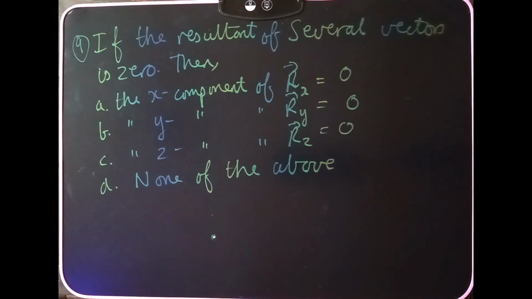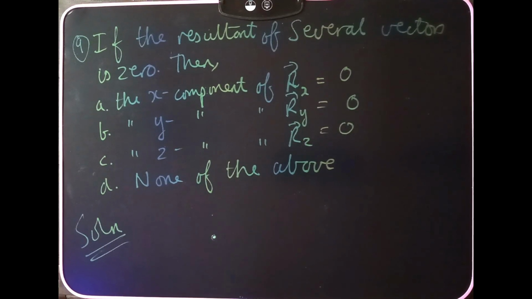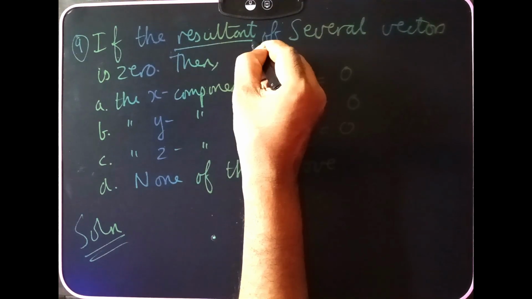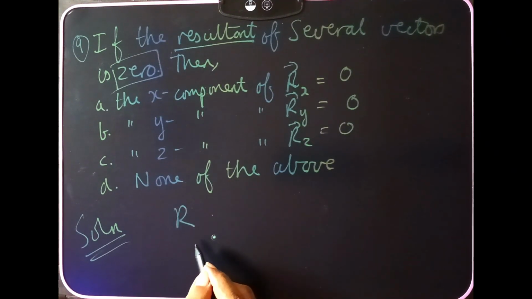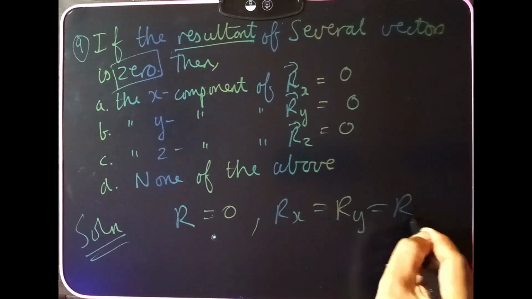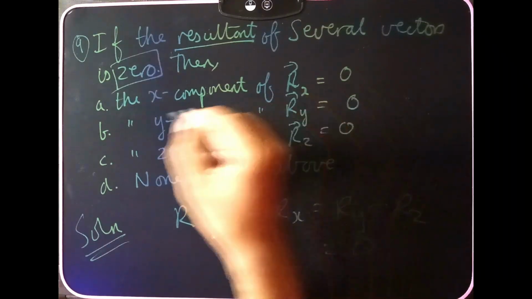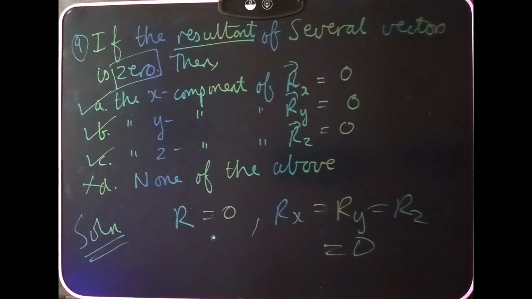Try to think. What is given? The resultant of several vectors is 0. That means the resultant is actually 0, so Rx, Ry and Rz will all become 0. So these are the correct answers. Hope this is clear enough.